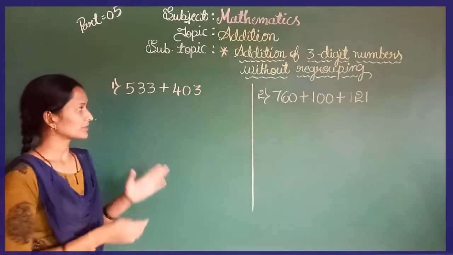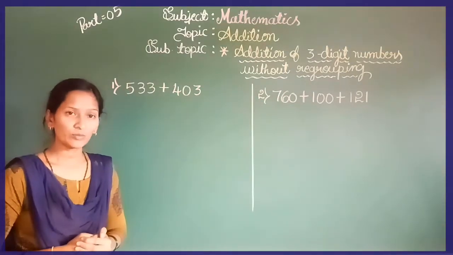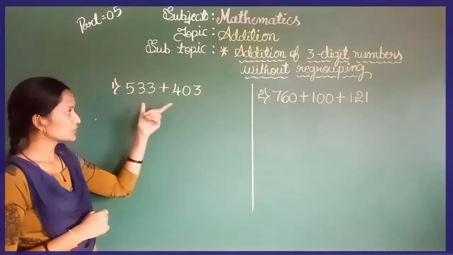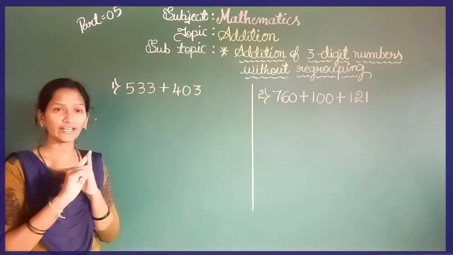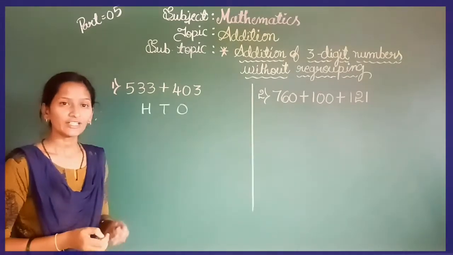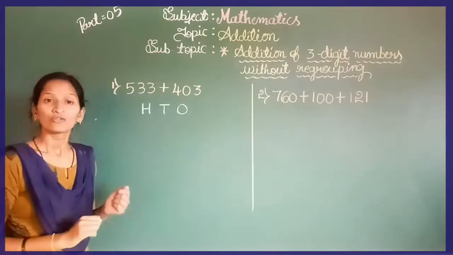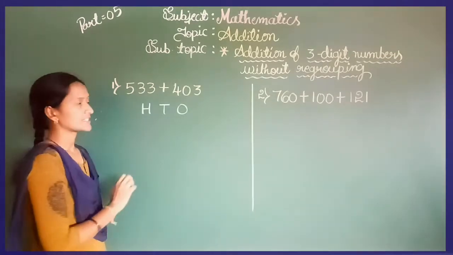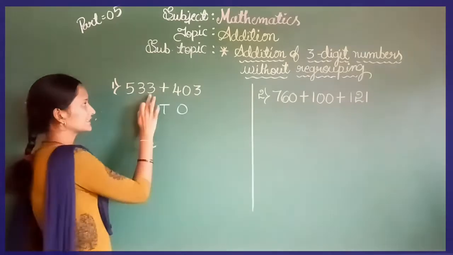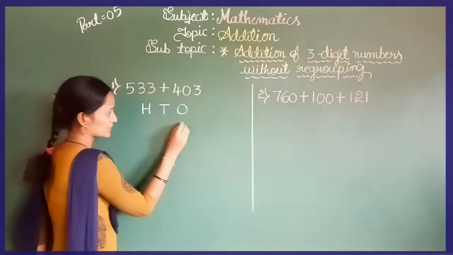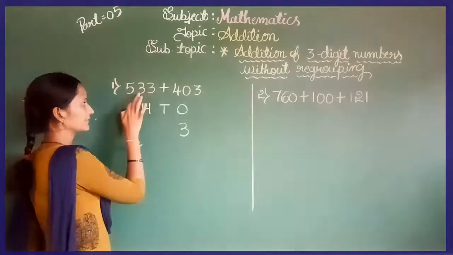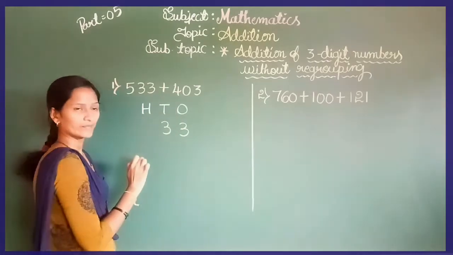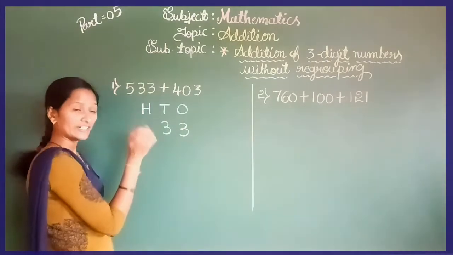Okay? So first, come to the first one. How to solve this problem? Which is our first step? The first step is, write these two numbers under the columns of hundreds, tens and ones. So look here, I am taking the first number, that is 533, right? In 533, this 3 is in the ones place. So I am writing 3 here. The second one, 3, is in the tens place. So I am writing it under the tens column. The next 5 is in the hundreds place.